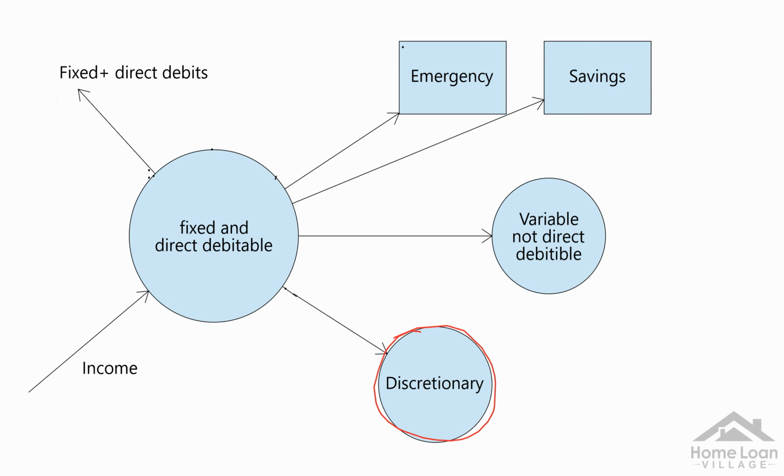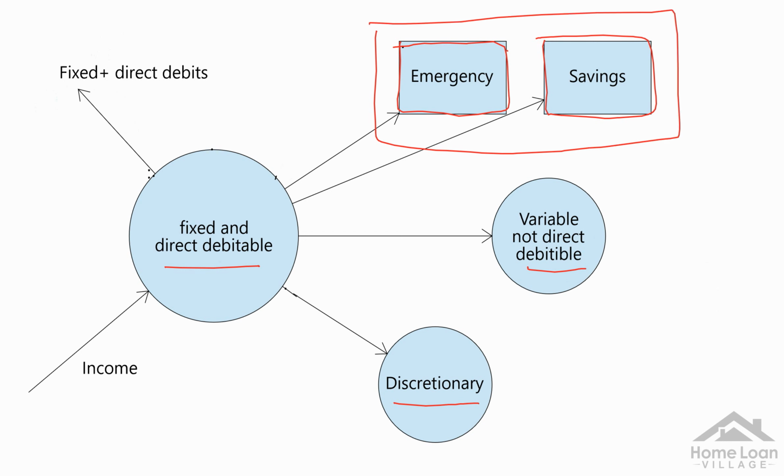Now, the next one I want to talk about are emergency and savings. So hopefully when you've done your budget, you've looked through your spending over the last 3 months or so, you've got at least a little bit of a surplus that you can then squirrel away into these two accounts. So in total, you're going to have possibly 5 different accounts. Fixed and direct debitable, variable not direct debitable, discretionary, and then these two, emergency and savings, that we're talking about here. Emergency is really just for emergencies.